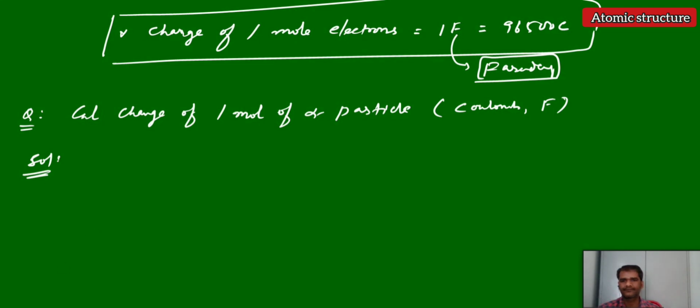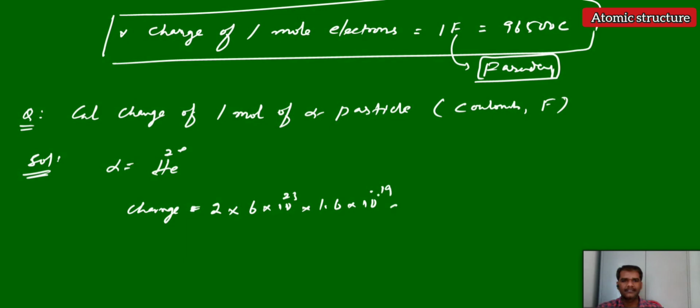So here, what is the alpha particle? Helium 2 plus, right? The charge is plus 2. One particle carries a charge of 2 positive units. But for 1 mole, they're asking 1 mole, that means 2 into 6.0 into 10 power 23 into 1.6 into 10 power minus 19 coulombs.